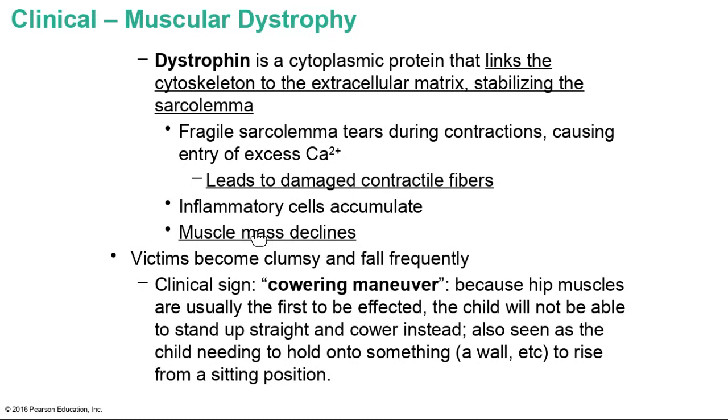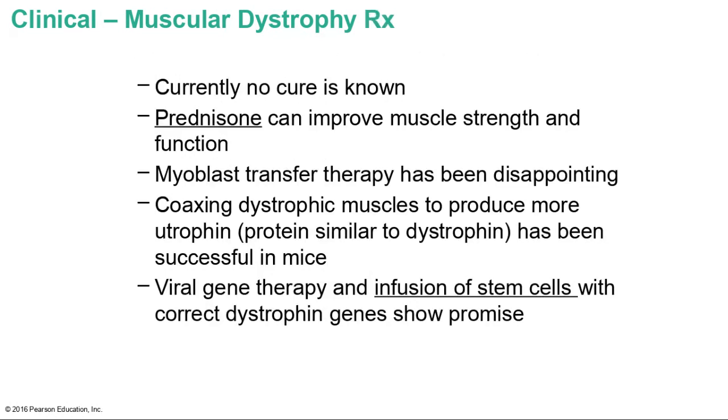And yes, there will be a loss of muscle mass. This person is going to try to move because their neurons are telling the muscle cells to move, but it's at the level of the muscle that there's going to be damage. The cowering maneuver is something you're going to see as a symptom. This is really a dead giveaway. If a boy comes in, he's 2 years old or so, and you see this, it's a big worry that it's pretty likely he has Duchenne muscular dystrophy.